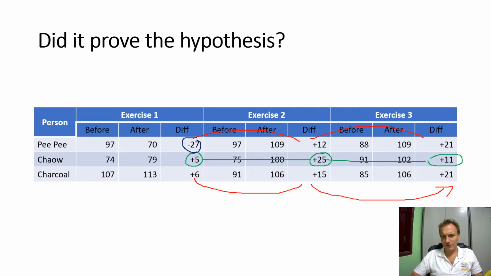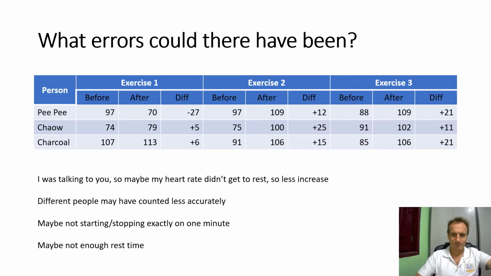Can you remember the experiment? What things in the experiment do you think might have caused the results not to be what we expected? Now, there's no problem. If your results don't match your hypothesis, what you do is you go back to the experiment and you think, what errors could there have been? What bias could there have been in the experimental method?